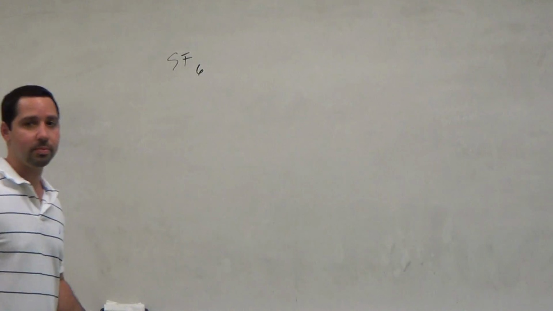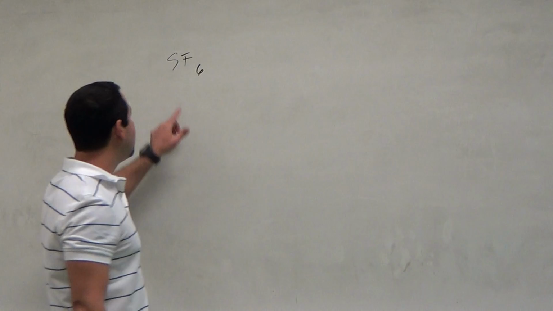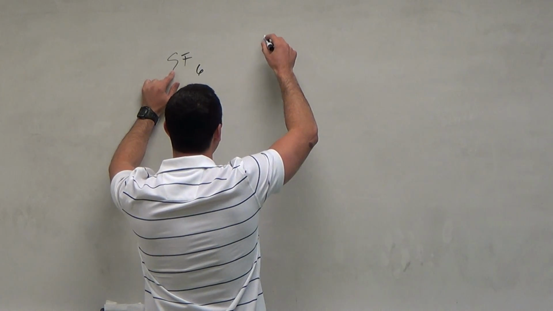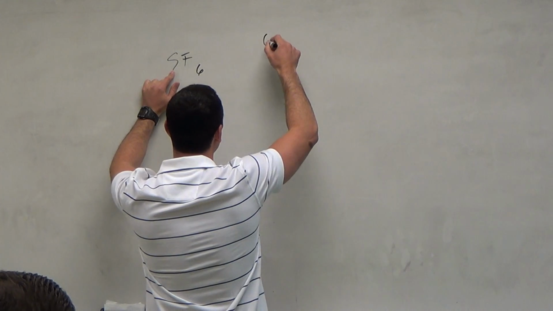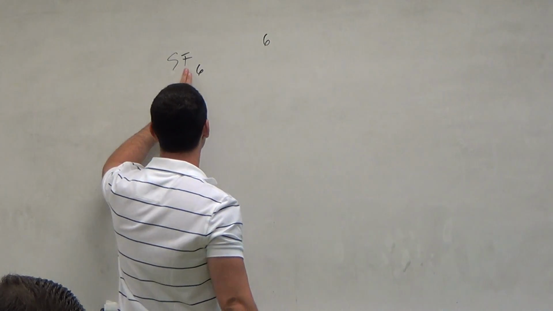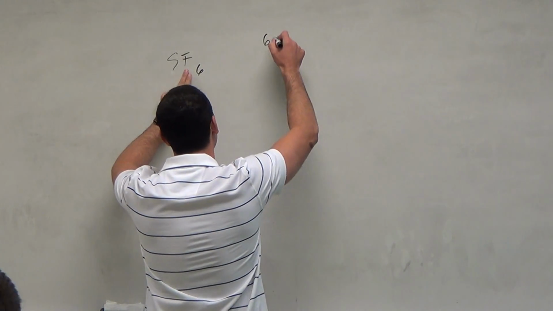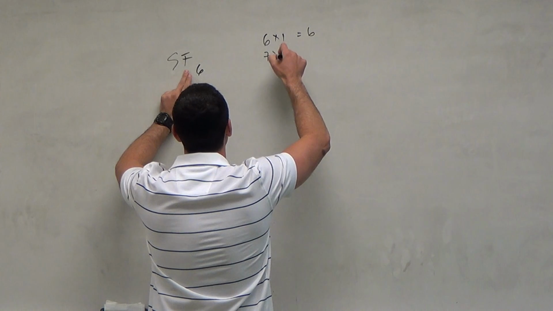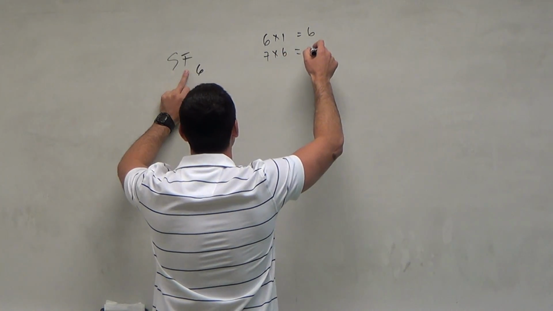That's SF6. How many valence electrons for sulfur? Guys, speak. 7. Valence for sulfur. 6. How do you know it's 6? Because it's in group 6. Fluorine, how many for fluorine? 7. 7 times 6. It is 42.